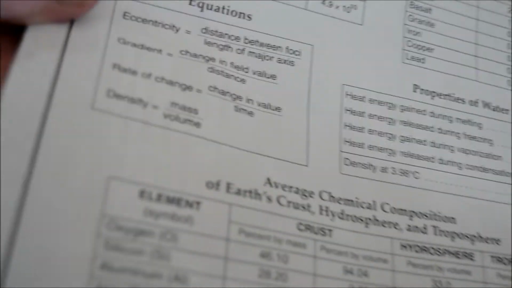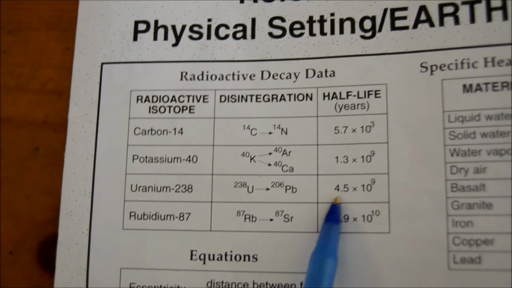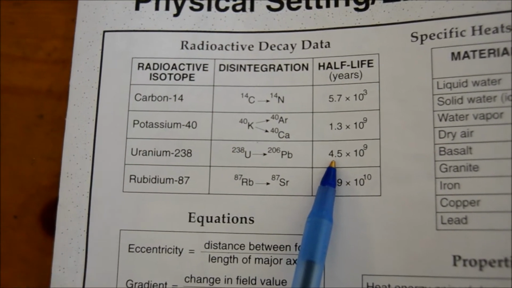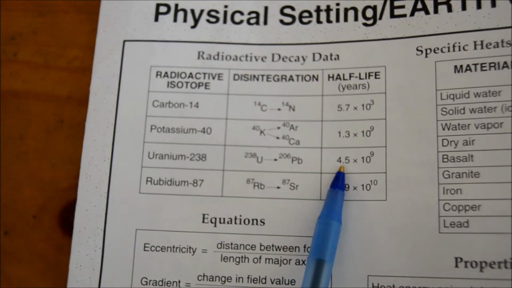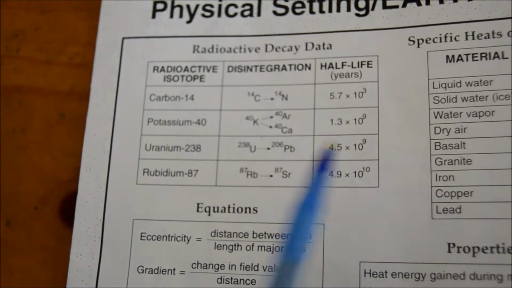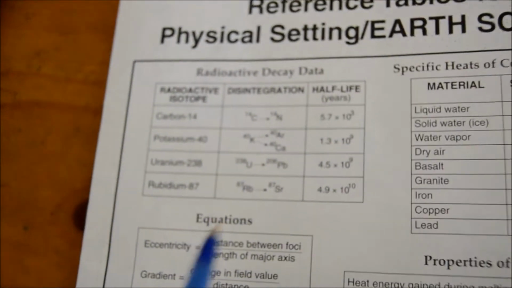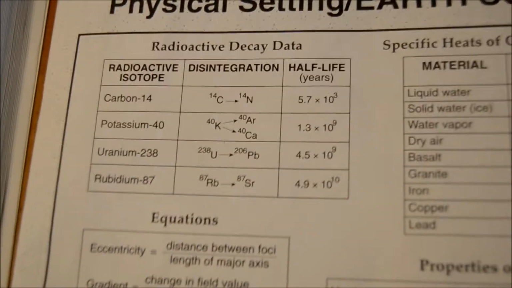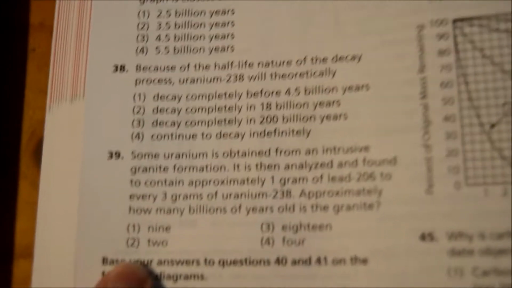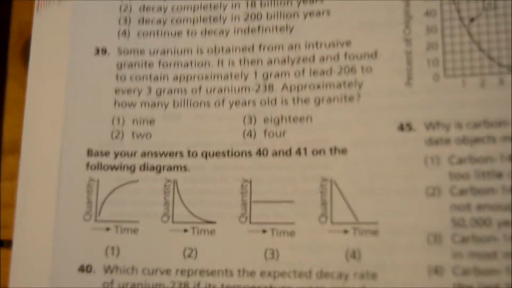radioactive. So if I'm looking at uranium, its half-life is 4.5. So half of 4.5 would be 2.25 billion years. So I'm halfway to a half-life, so 2.25 billion years. So your answer has got to be 2 billion years.